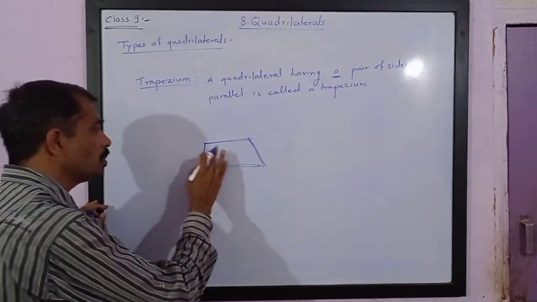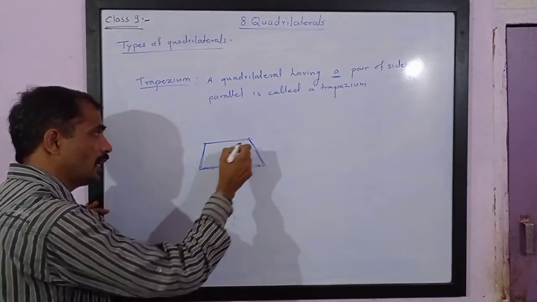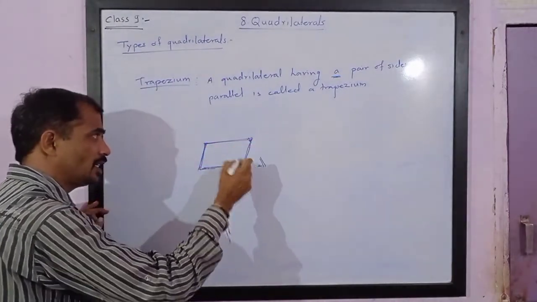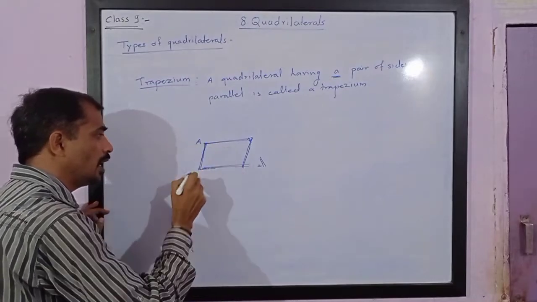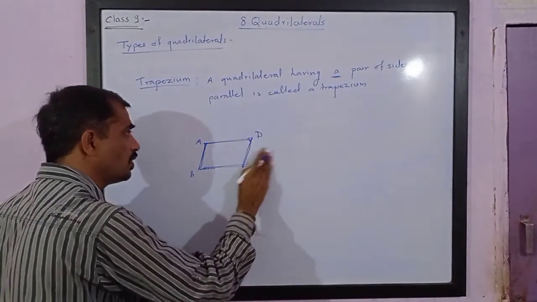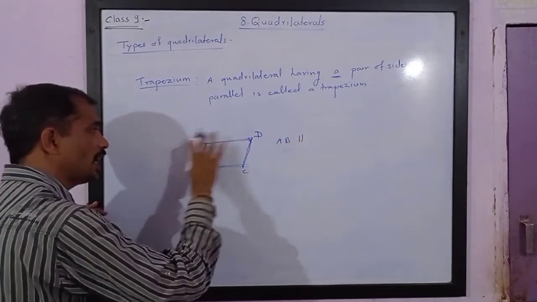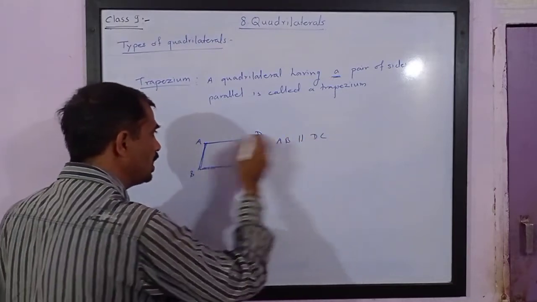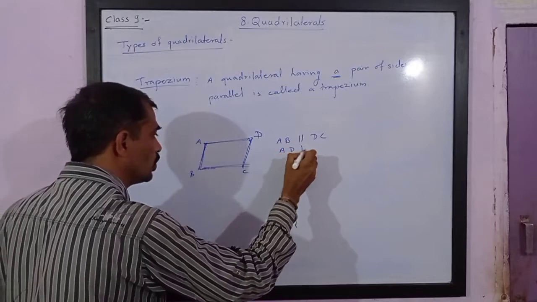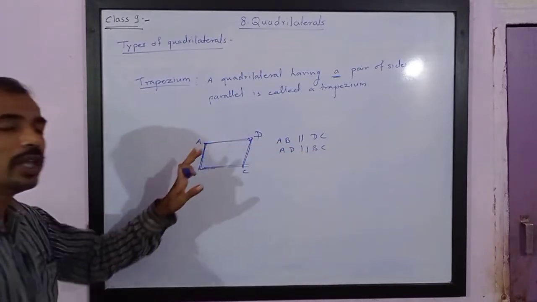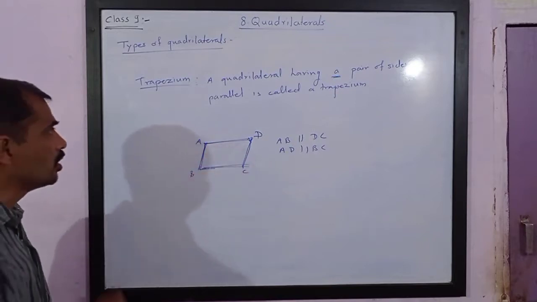Now, if both pairs are parallel, please note this side is parallel, this side is also. So here A, B, C, D. In this figure you will notice that AB is parallel to DC and AD is parallel to BC. If both the pairs are parallel, then we call such quadrilaterals a parallelogram.